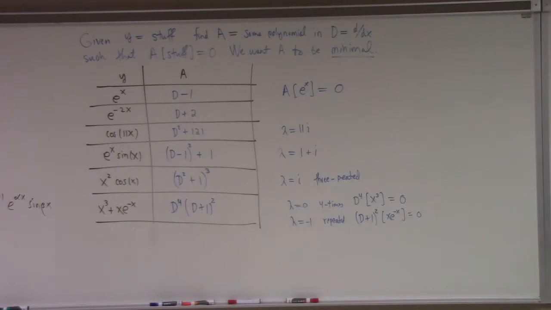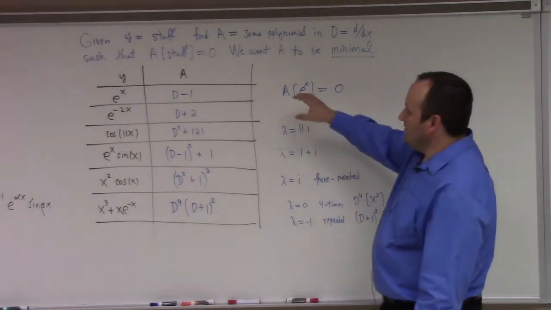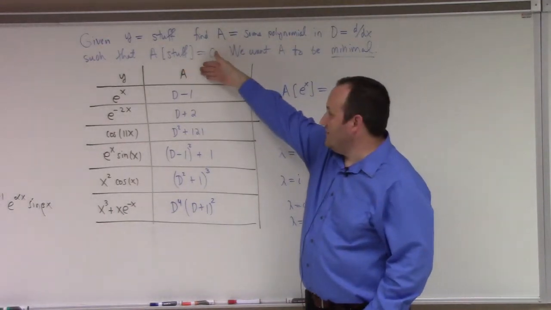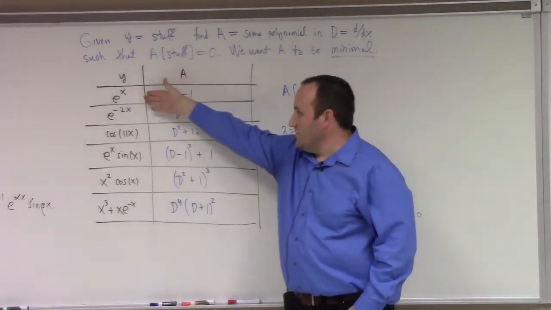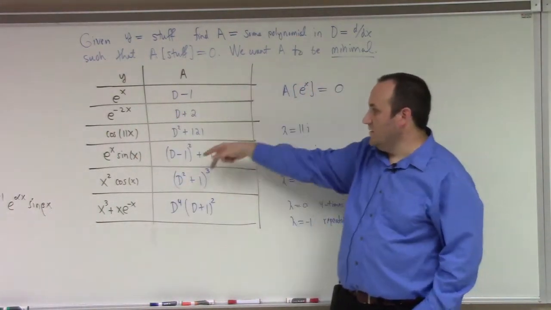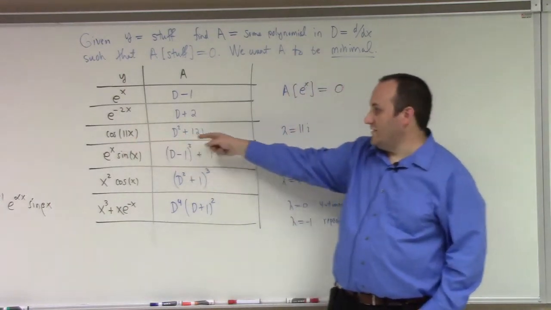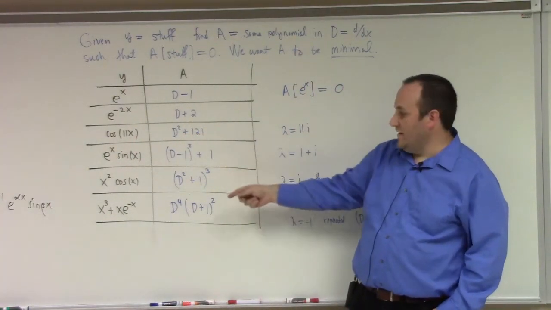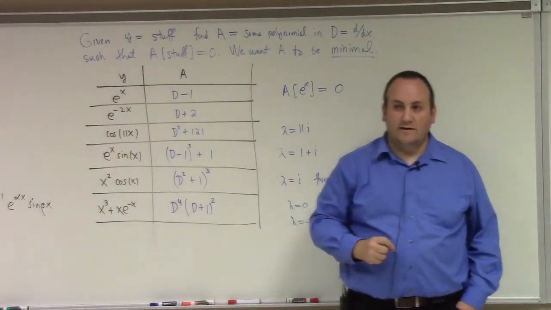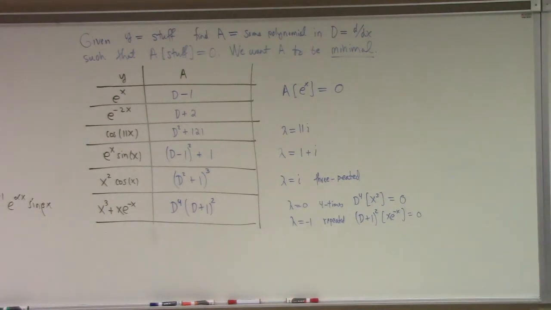So this thing I'm showing you, what we're doing right now, is finding the so-called annihilator. This A is actually the annihilator of these functions. The annihilator of e to the x is D minus 1. The annihilator of e to the minus 2x is D plus 2. The natural annihilator of cosine 11x is this. That's the annihilator of e to the x sine x. This is the annihilator of x squared cosine x. This is the annihilator of that guy. An annihilator is a differential operator which kills the function. It sends it to 0. It deals it a mortal blow.